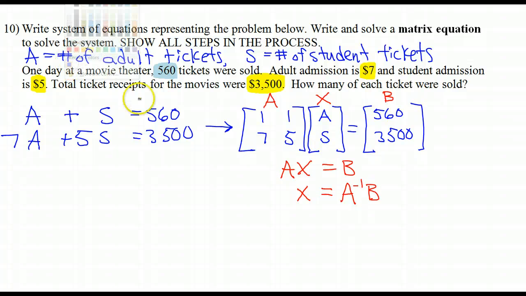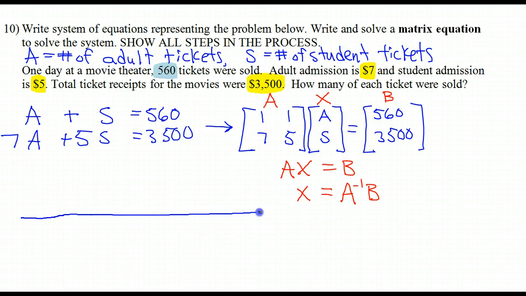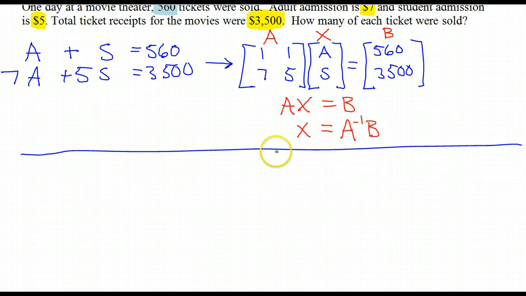Okay. So to find the answer, we need to do A inverse times B. Fine. Okay, let me just organize my work a little bit. So that means we need A inverse to be able to do this. All right, we have B, so we need A inverse. So I think I'll just find A inverse over here.